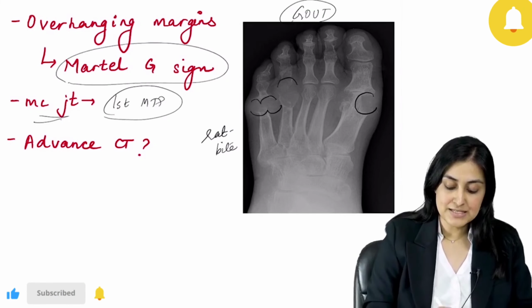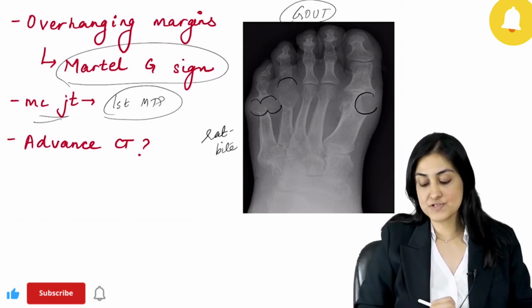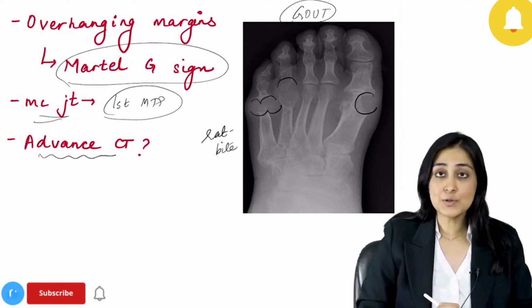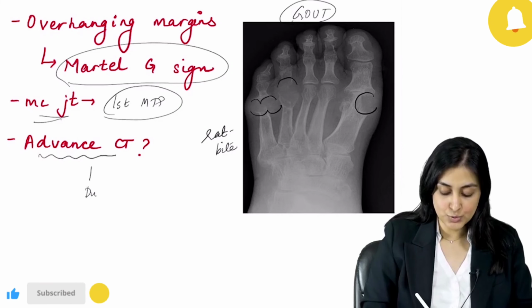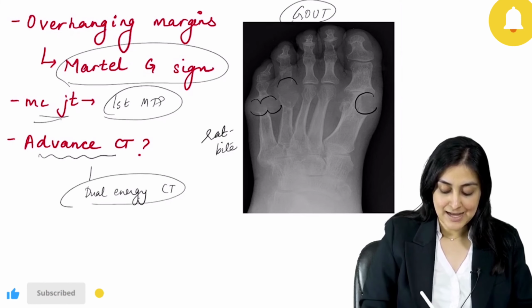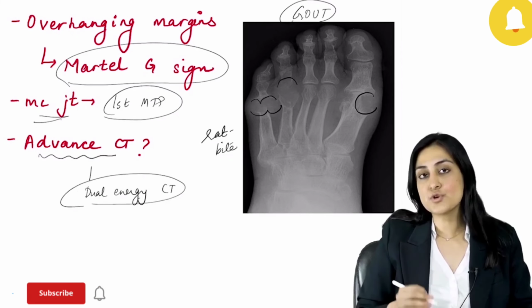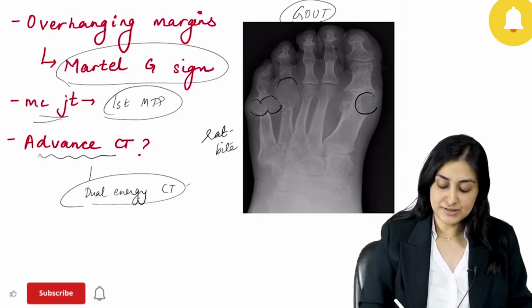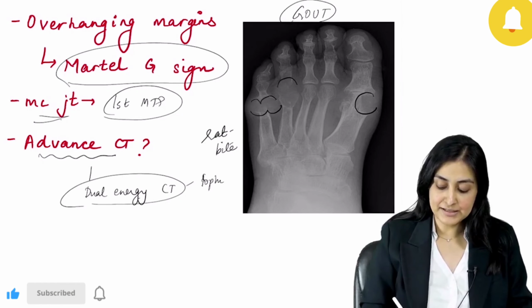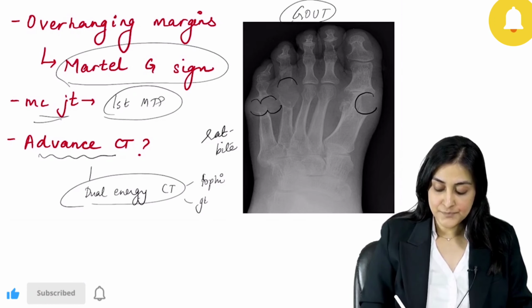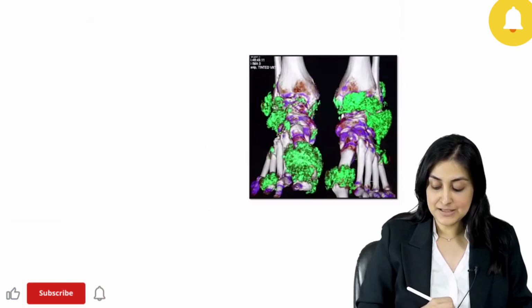This is referred to as the Martel G sign. So this is the Martel G sign, and one advanced CT that we can do here is a dual energy CT. So a dual energy CT can actually characterize the presence of uric acid in the joint, in the soft tissue, which is nothing but the tophi. So it can identify uric acid deposition in the subcutaneous tissue and the joint space, and it looks something like this.